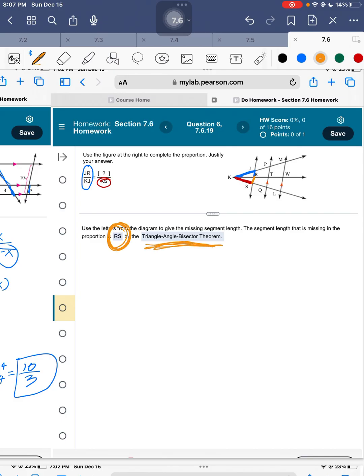Okay? And this is the triangle angle bisector theorem, which is the one that we're going to learn about, which is saying this.